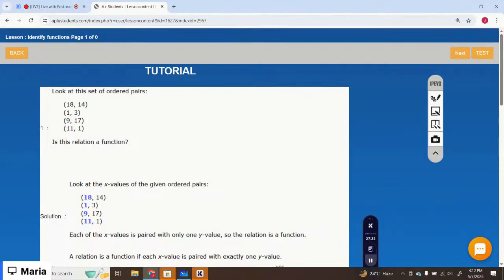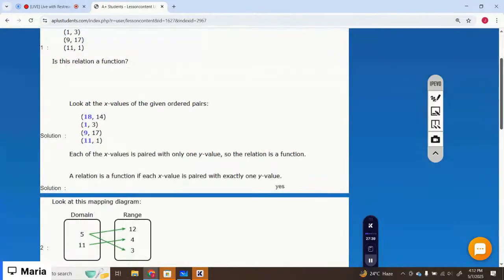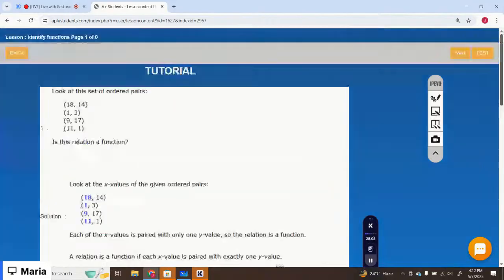So look at the x values. They are 18, 1, 9, and 11. For each value of x, there must be only one value of y. So here, for each x value, there is only one y value, so that is our function. Let's just start with the test questions.